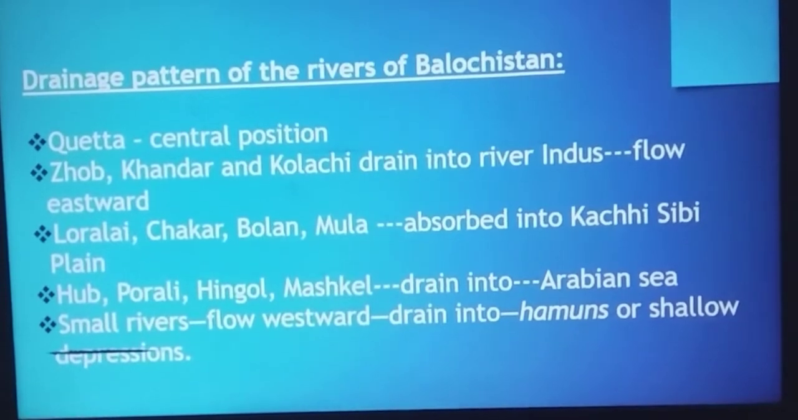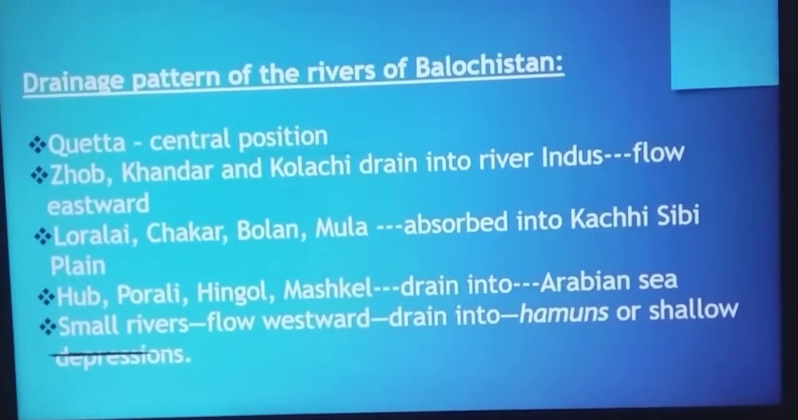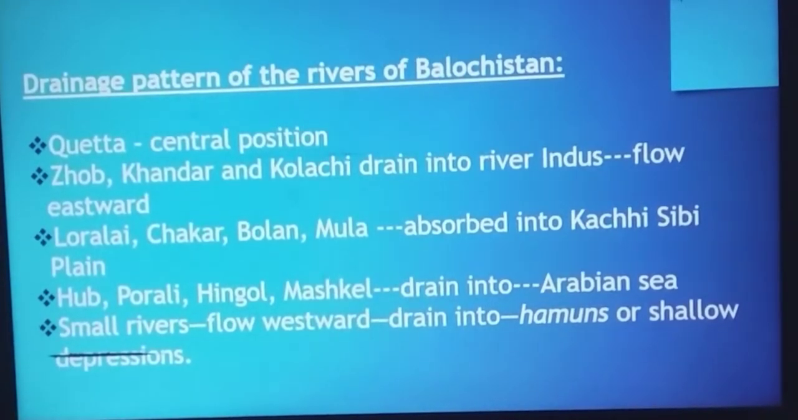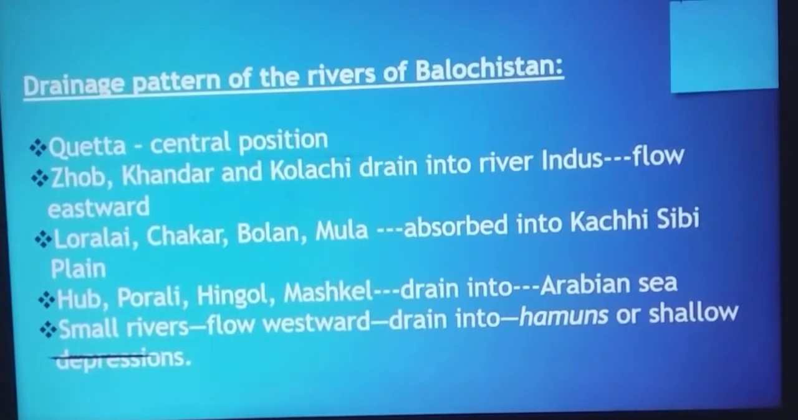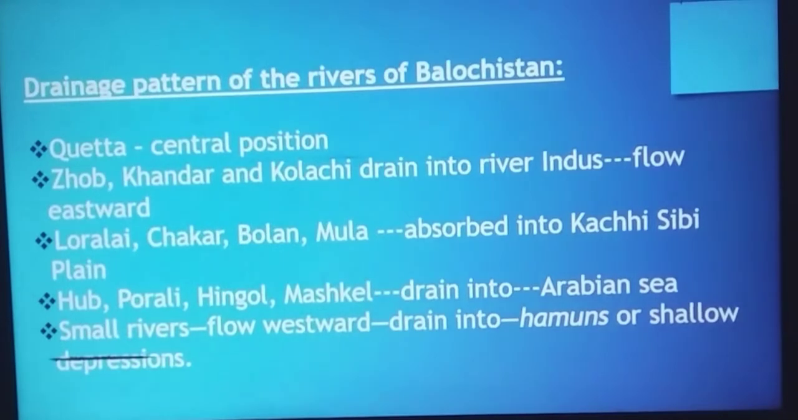Loralai, Chakar, Bolan, and Mula, they are again rivers. They are absorbed into the Kachi Sibi plain. And Hab, Purali, Hingol, Mashkal, they drain into the Arabian Sea. There are other smaller rivers that flow westwards and drain into the harmons or shallow depressions. Now, when we see the map, this will become a lot easier.